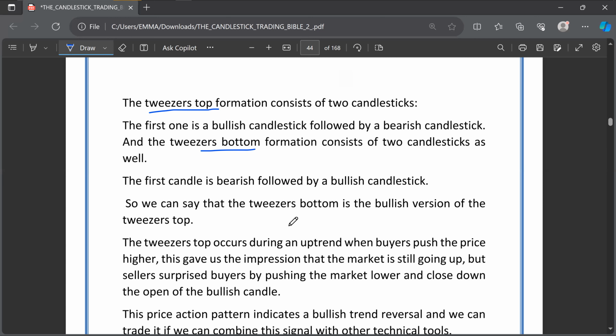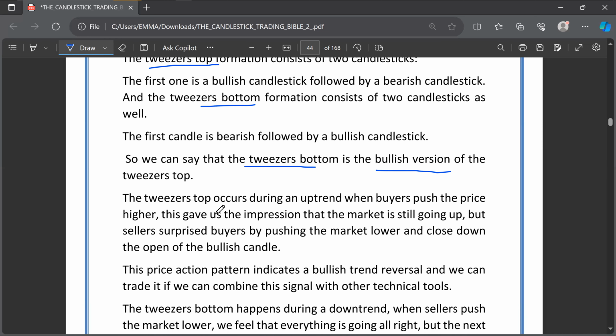Now, we can say that the Tweezers bottom is the bullish version of the Tweezers top. It's just the opposite of that. Tweezers bottom is bullish, it's the bullish one. And then the opposite is for the Tweezers top.